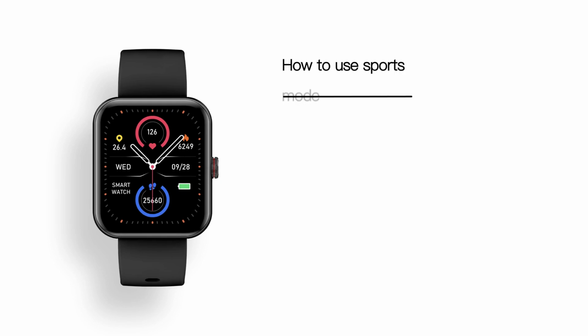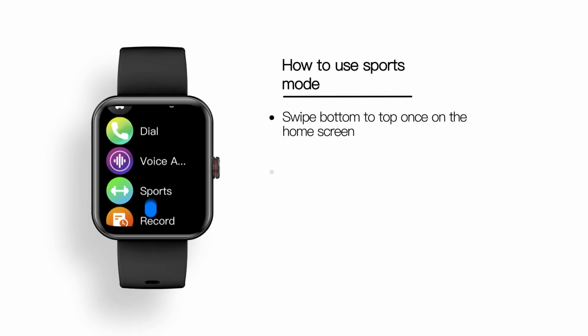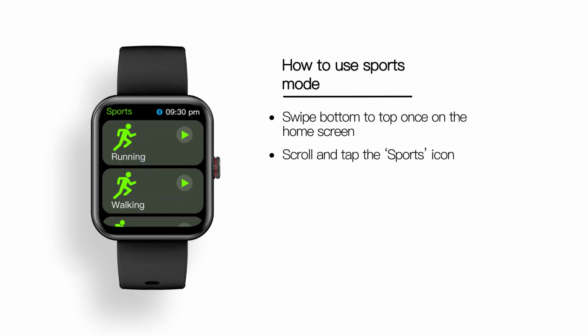How to use sports mode. Step 1, swipe bottom to top once on the home screen. Step 2, scroll and tap the sports icon.